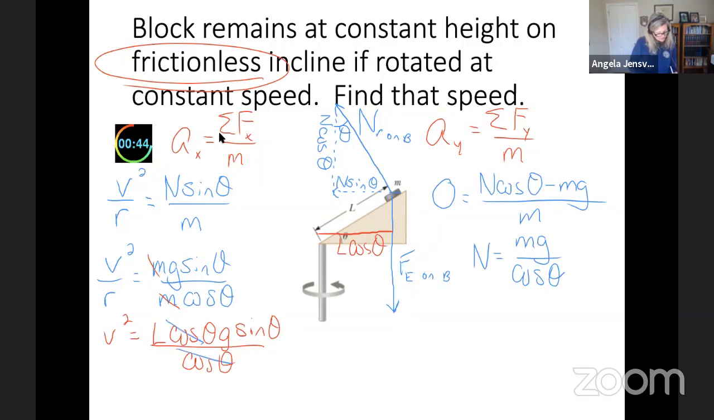And you get, well, you get square root of LG sine theta, but we don't know what sine theta is. Well, that's okay. No, they did give us theta. They gave us theta on the problem. Okay. So v is the square root of GL sine theta. It's kind of fun, right? You've got to really put in the work in the beginning to make sure you're setting it up right.